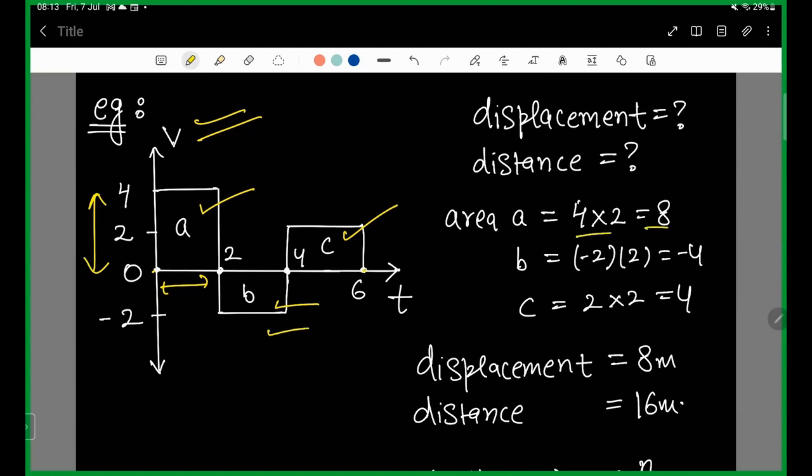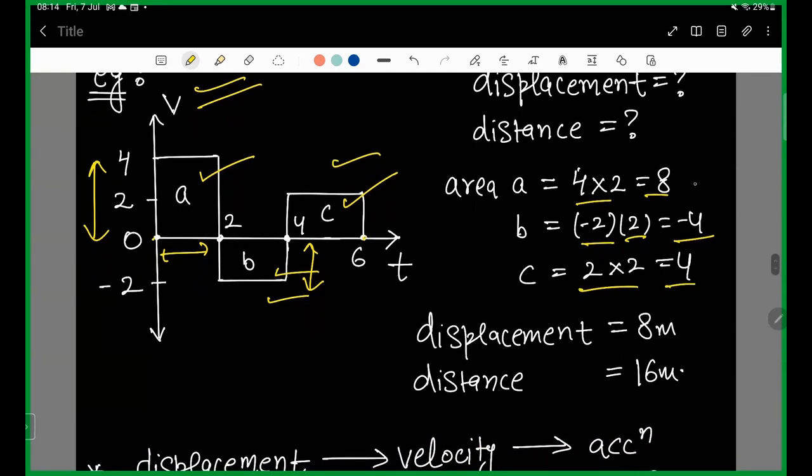The area of shape B: the base is 2 and the height is -2, so it is -2 into 2, which is minus 4. And the area of shape C is simply 2 into 2, which is 4. So if you add all these three, 4 and 4 will cancel out and your total displacement will be 8.